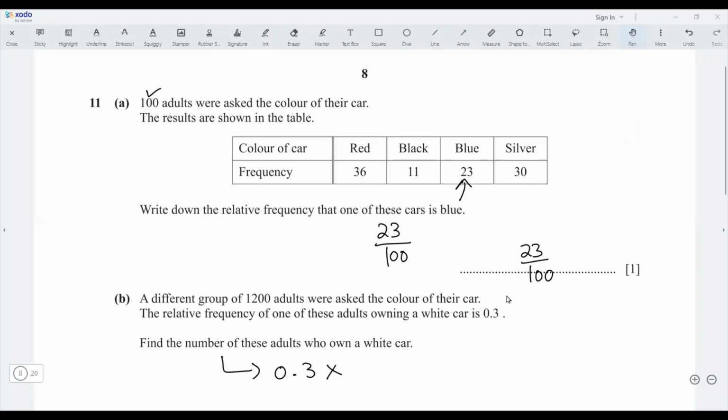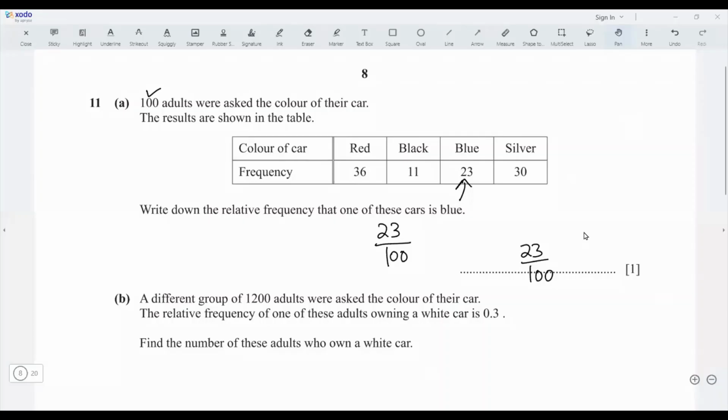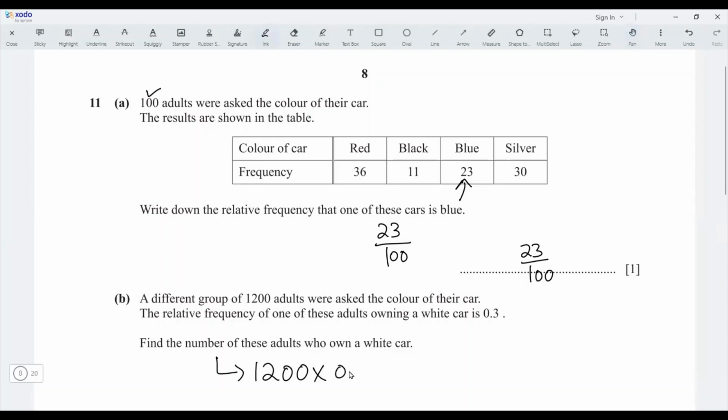So actually, the relative frequency is to be multiplied. Looking at the next question, 1200 adults are asked about the color of their car, and the relative frequencies are given, meaning for the white car that is 0.3. So how can we find the number of adults who own a white car? It's quite simple: multiply the total number of adults with the relative frequency of that specific event.